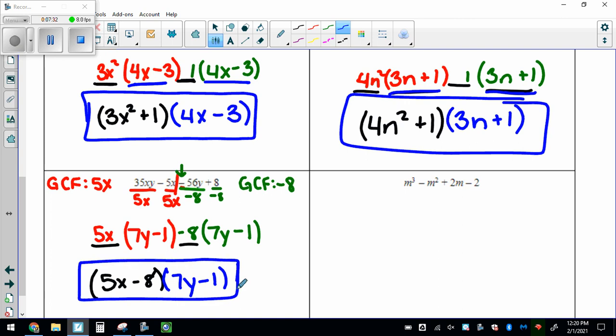All right, for that next one, go ahead and try it. Remember that if you don't see coefficients, you can always put a 1 in front if that will help. Go ahead and hit continue once you're done.